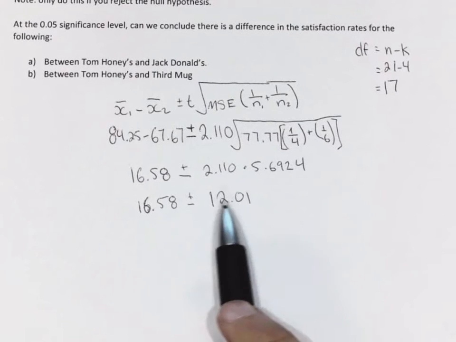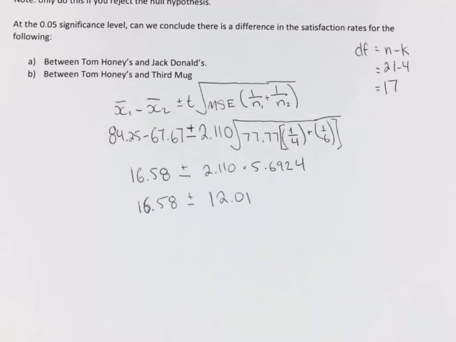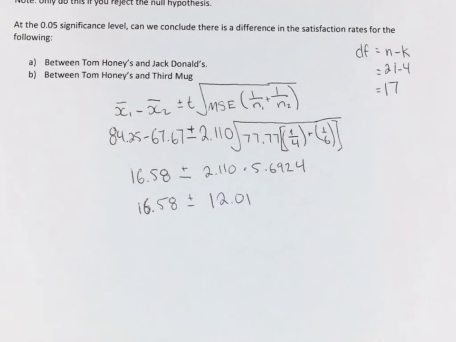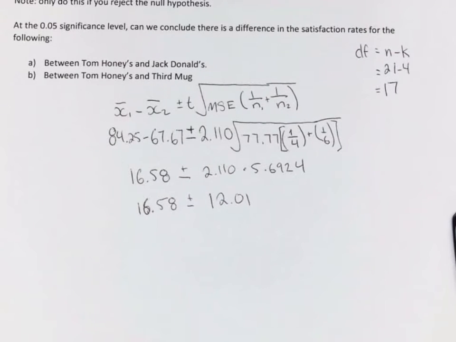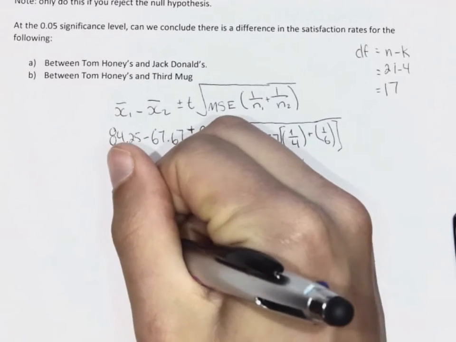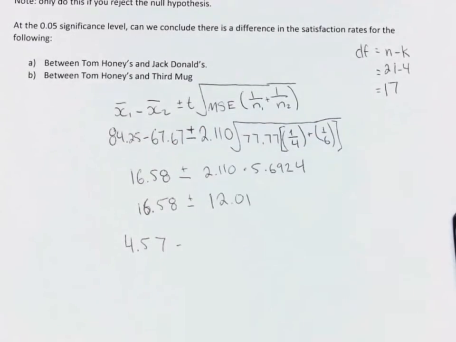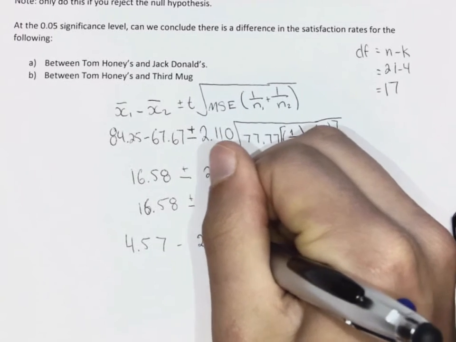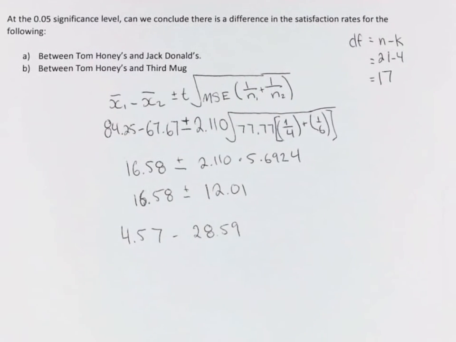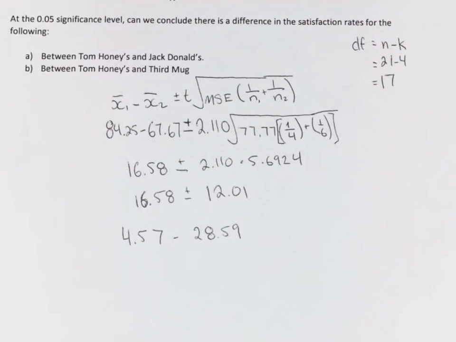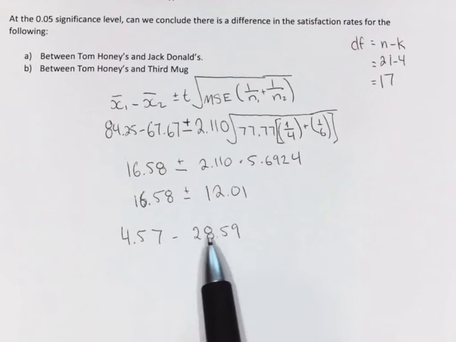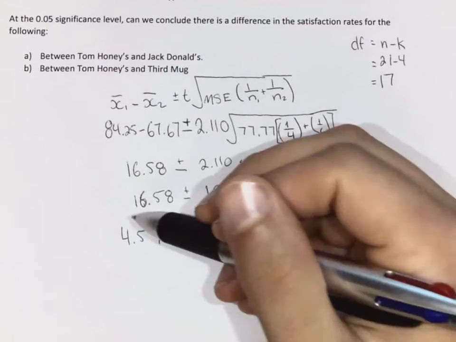So we've set our confidence interval at 5%, and that would give us a range of 4.57 to 28.59. Now, what we were looking for is if 0 were to fall within this range.